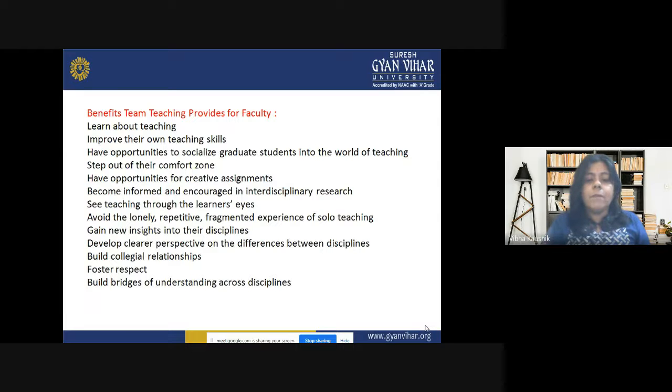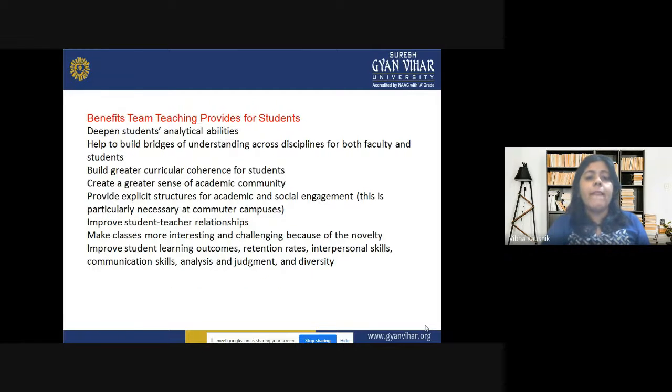Develop clear perspective on the different disciplines. Build collegial relationships. Foster respect. Build bridges of understanding across disciplines.